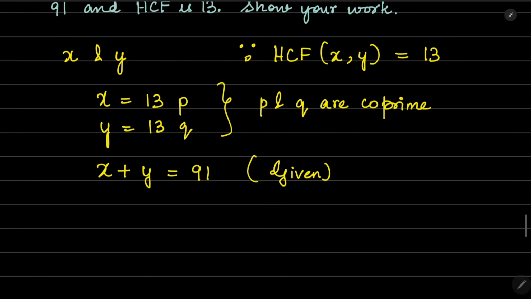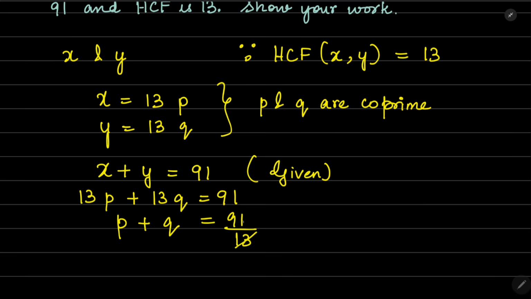Now let's substitute: 13p plus 13q equal to 91. So p plus q equal to, take 13 common out, 91 divided by 13. So 13 into 7 is 91. So the sum of these coprimes P and Q is going to be 7. Let us see all the possible values of P and Q in order to have a sum of 7.